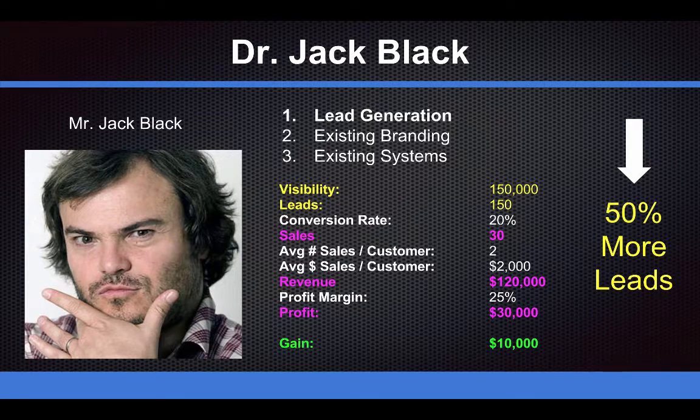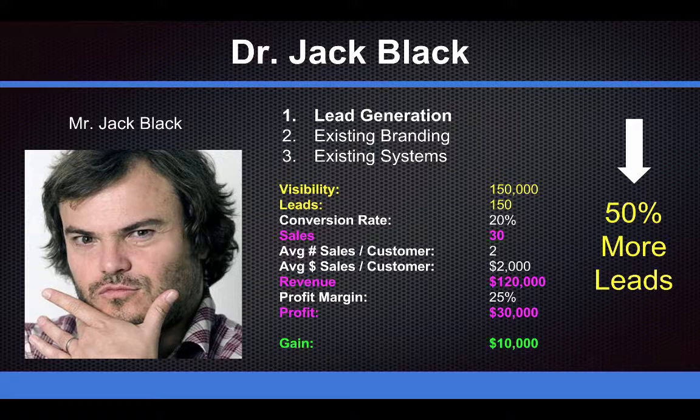He's going to use the existing branding and marketing that he has, and using his existing sales and marketing systems. And when he focuses on lead generation, he's going to increase his visibility 50%. So he is going to have more leads. Everything else stays pretty much the same, because the only thing he's focusing on right now is lead generation. So he's going to keep the 20% conversion rate, which will take his sales to 30.